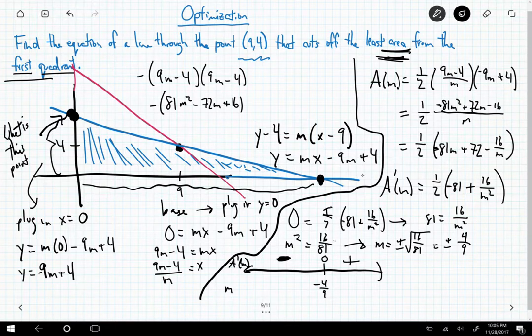So what we need to do is find the equation of the line through the point. So this is in fact a minimum. And so the line that we're looking for is y equals negative 4/9 x minus 9 times negative 4/9 plus 4. So notice we have negative 9 times negative 4/9. That's going to be plus 4. So you get y equals negative 4/9 x plus 8. And that is our final answer.